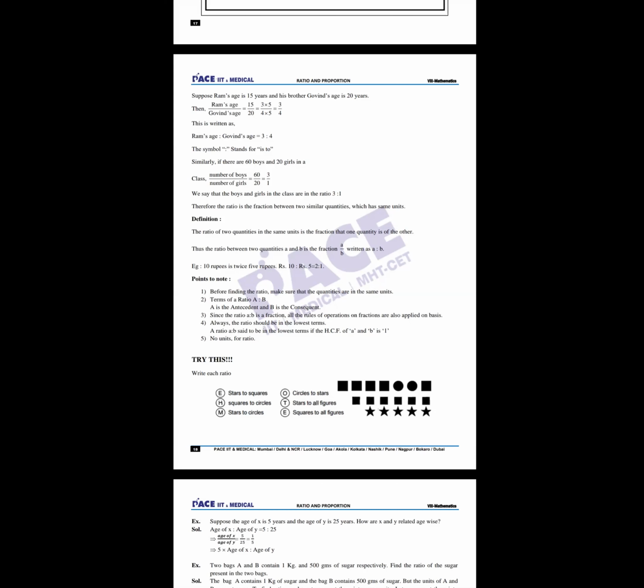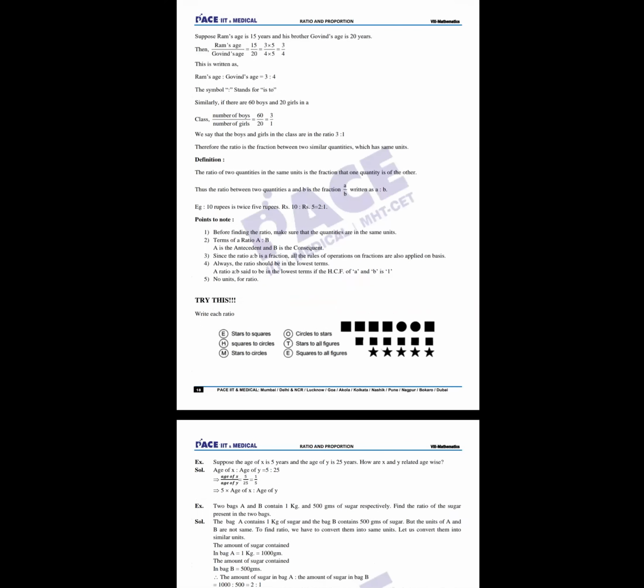Okay, so as I told you, in this chapter we don't have a lot of theory. The maximum part is questions. So these are the first basic few points. You have to understand ratio does not have any unit, and simple rules of algebra are applied over the fractions. Ratios. Does anyone have any problem? So let's move to the question.